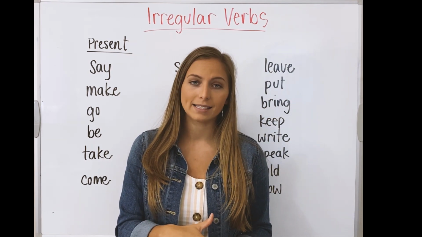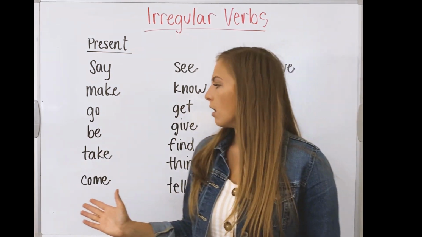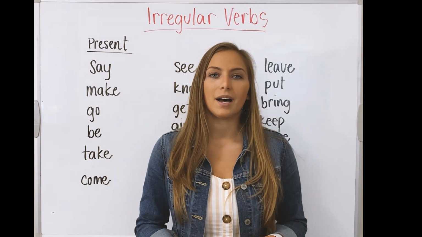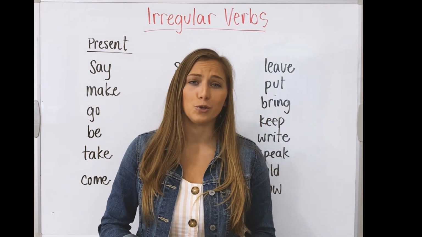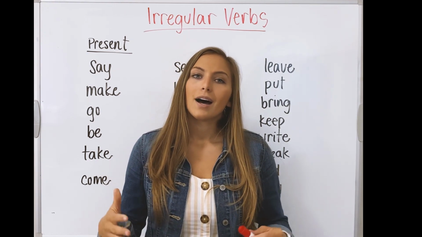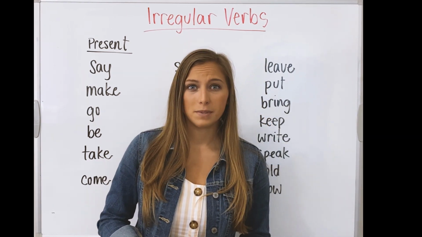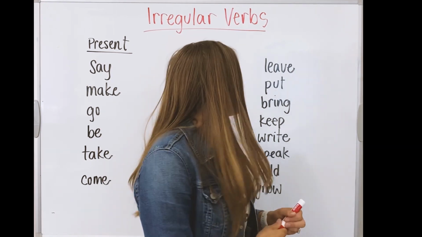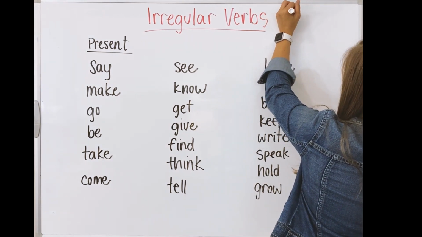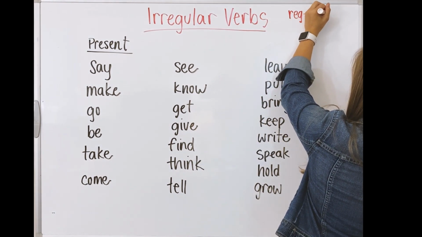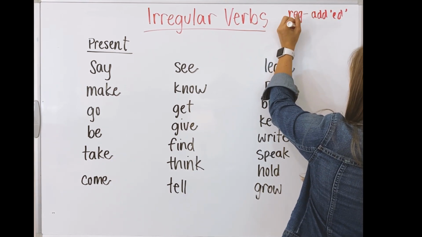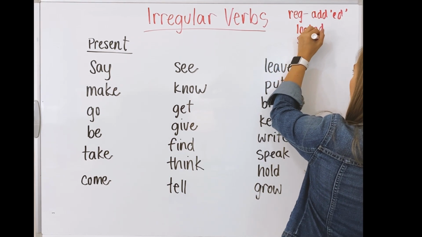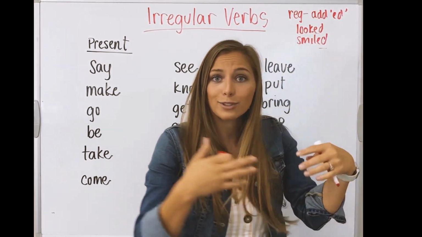into past tense. So these are 21 of the most common irregular verbs that we use in English. So when we talk about regular verbs in past tense, normally we add an ed, right? So regular verbs, we add ed. For example, looked, smiled, right? We just add the ed, which is really simple.